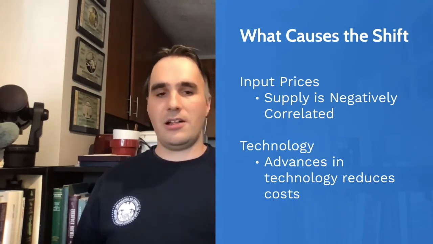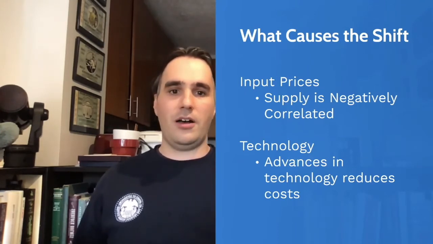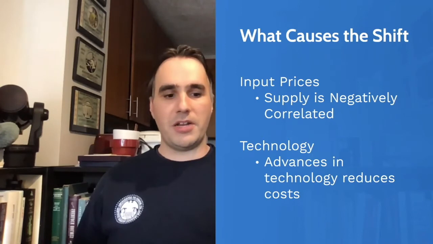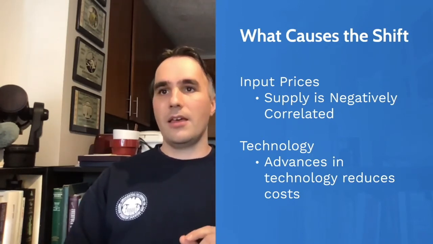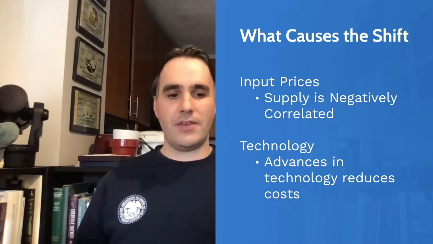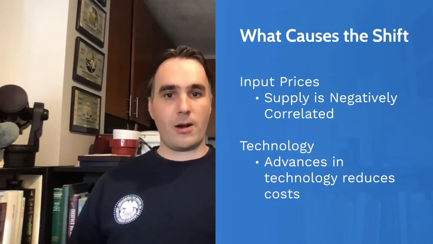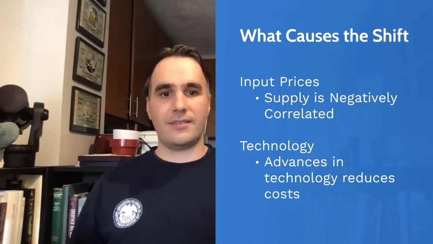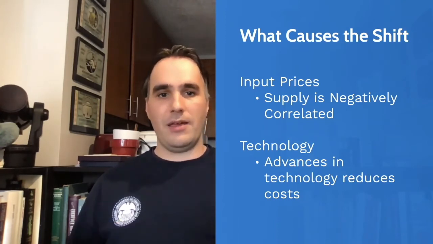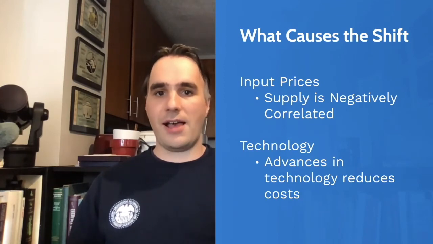Another thing is technology. Suppose all of a sudden firms become more productive, and the key thing here is thinking about productivity. If firms became more productive, that means they can provide more ice cream more efficiently. That lowers their costs. And so if you have an advance in technology that reduces your costs, that's going to increase your supply.